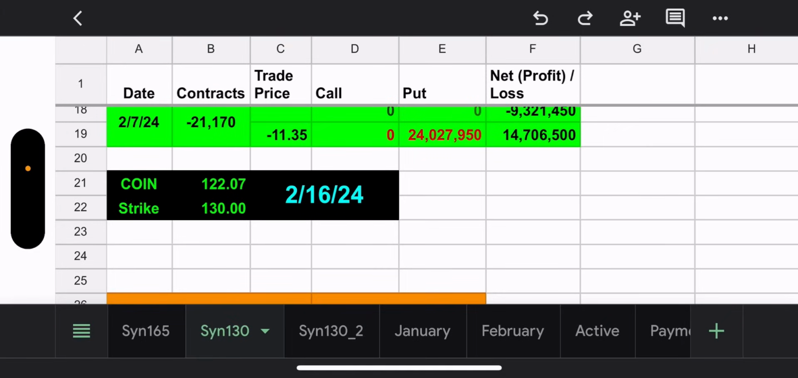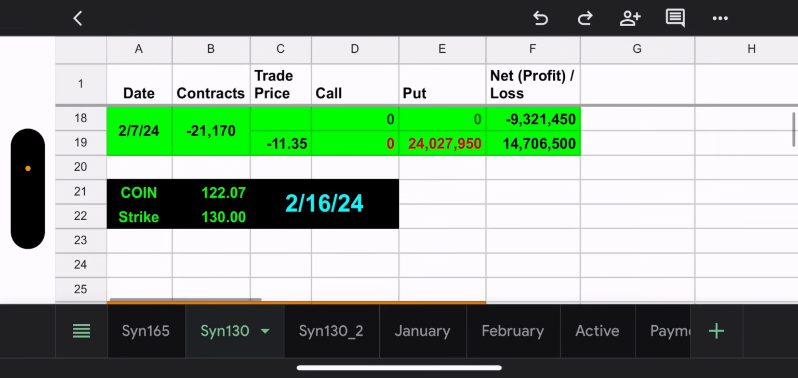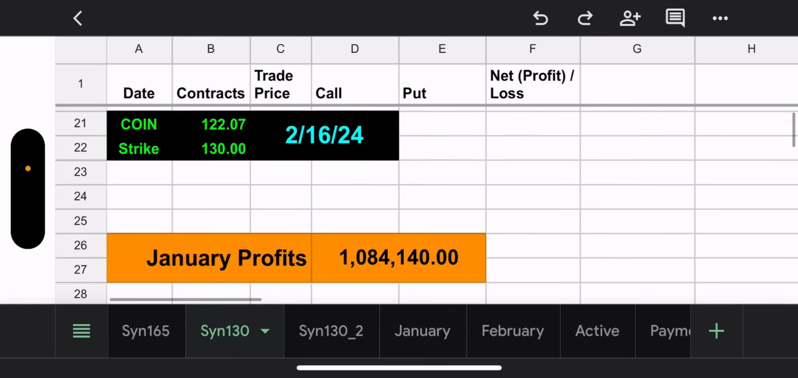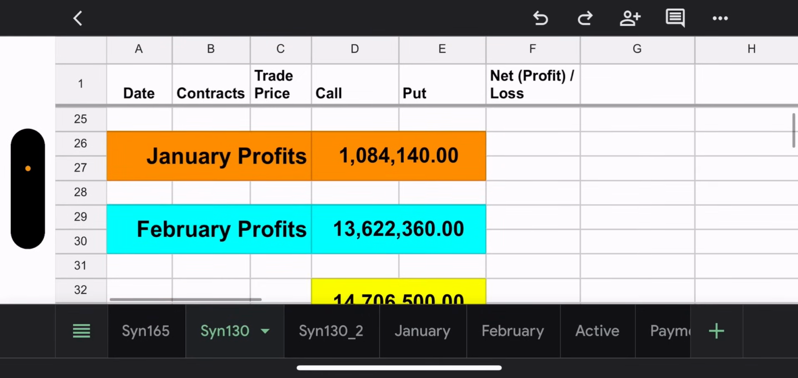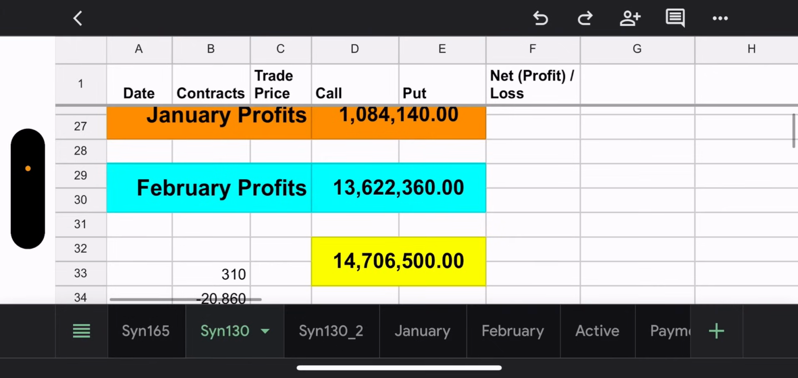Again, I don't know if you remember way back when, but this was a very short expiration synthetic, which at the time I was like, what is the point? And again, I still, there is no point, right? They lost 14 million on it. So I don't get it, but whatever. So there's the February profits. We're now in a debit position. 13.6 million goes against us for the month of February.